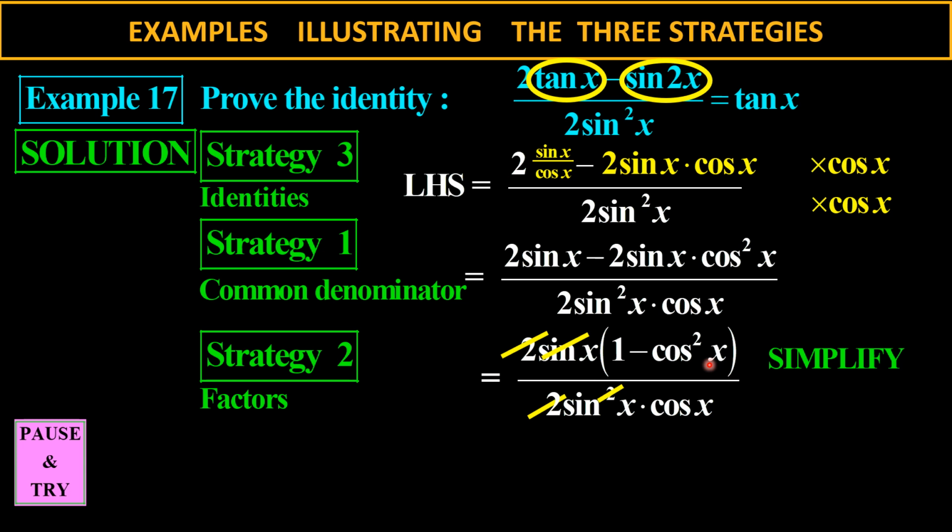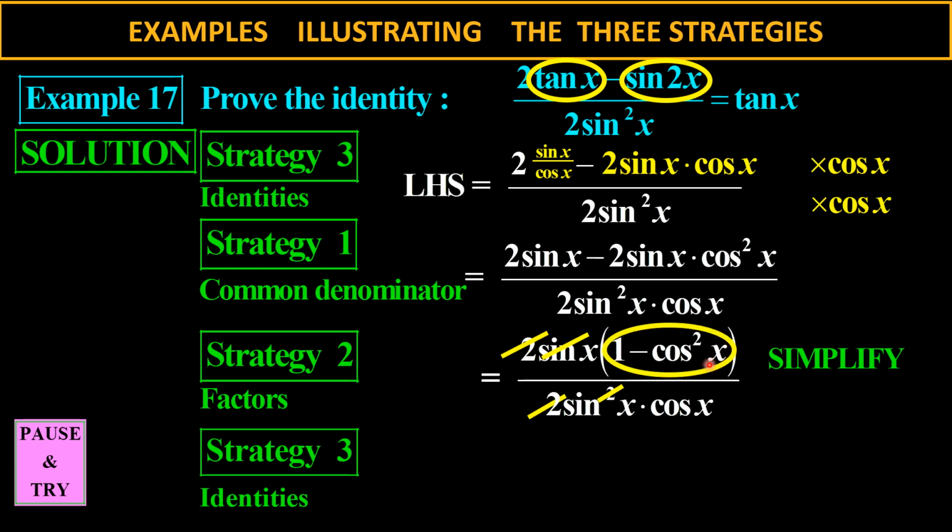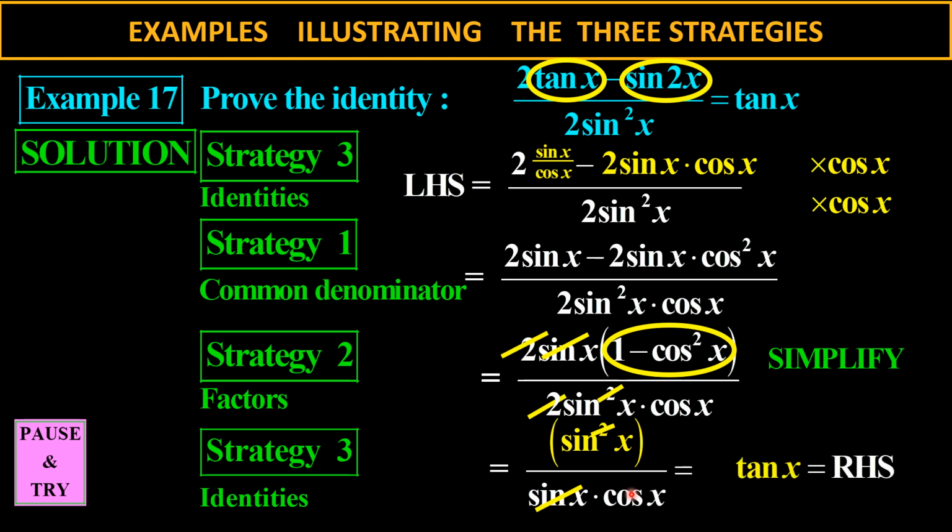So 1 minus cos squared x. That should remind you of an identity: 1 minus cos squared x is sin squared x. And there I've got sin x and cos x. I can simplify by cancelling out the sin x with one of the sin x's in the numerator. That leaves me with sin x over cos x, which is, that's correct, tangent x. And tangent x, you can see, is your right-hand side.